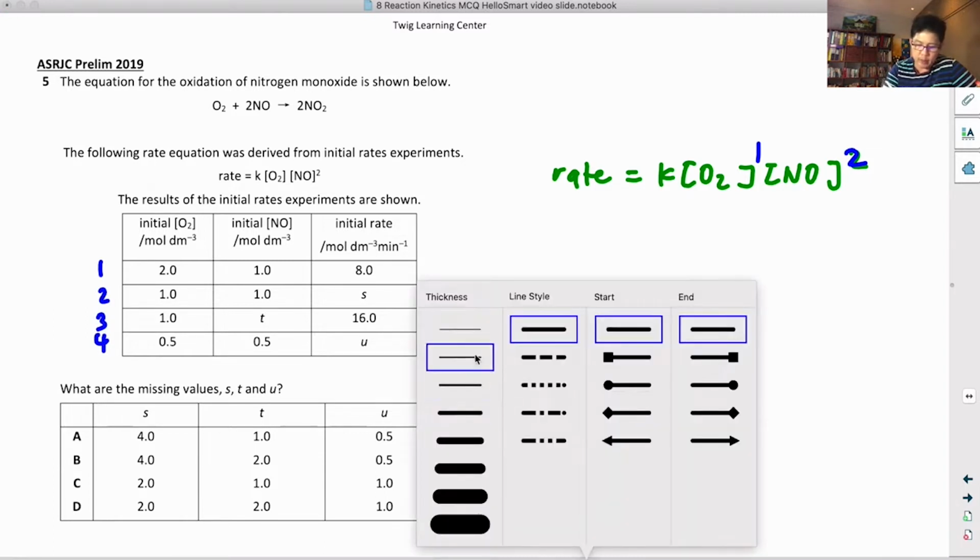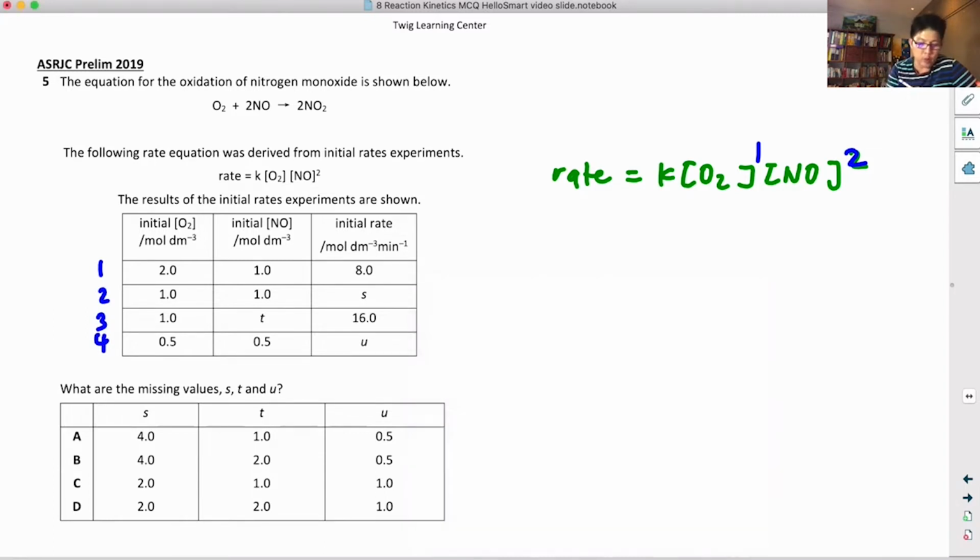So looking at experiment 1 and 2, when I halve this, keeping this the same, O2 is first order, right? So if I halve the concentration of O2, I believe the rate would also halve because it's first order. So S will be equal to 4. Okay, so I'm just going to put A and B. Now since I already know it is 4, I can continue. I put 4 here, so we'll put 4 over here.